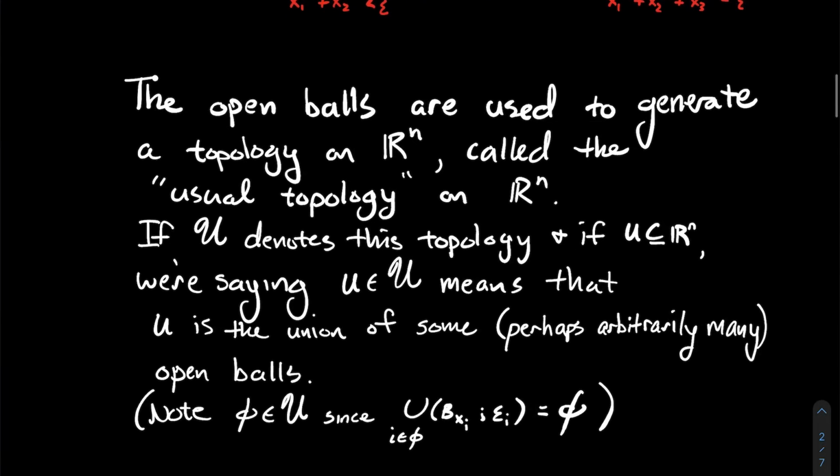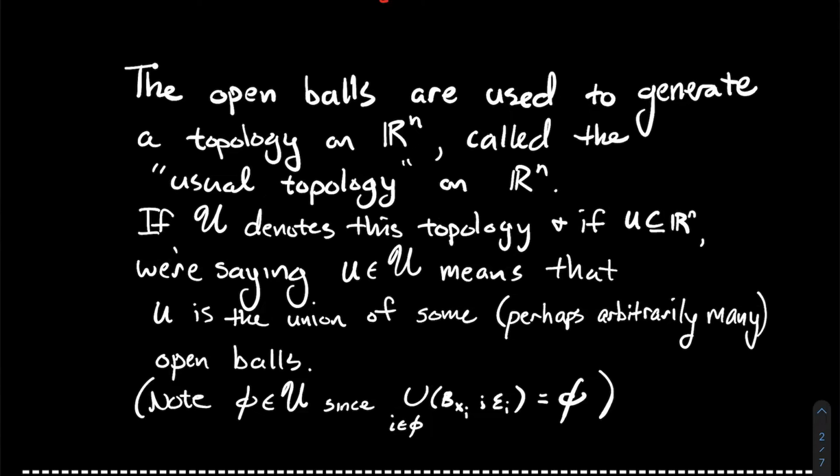And by the way, just one weird kind of set theory thing, the empty set would be in the topology because it is the union over an empty indexing set. And so if you take a union over an empty indexing set, you get the empty set.